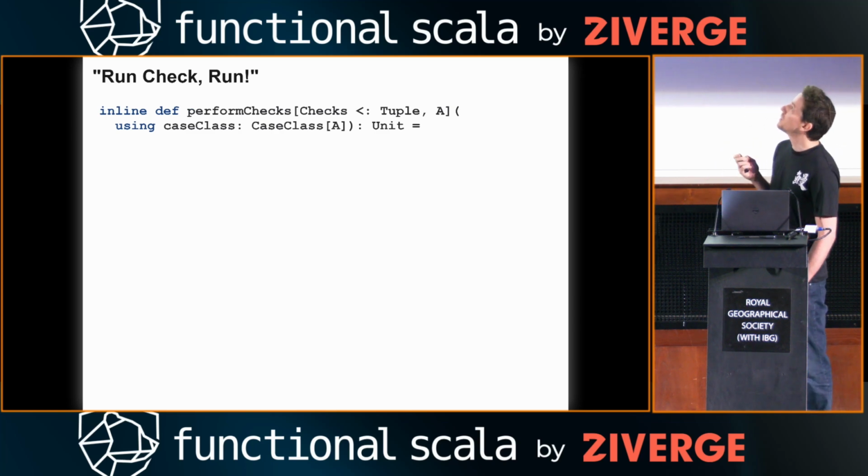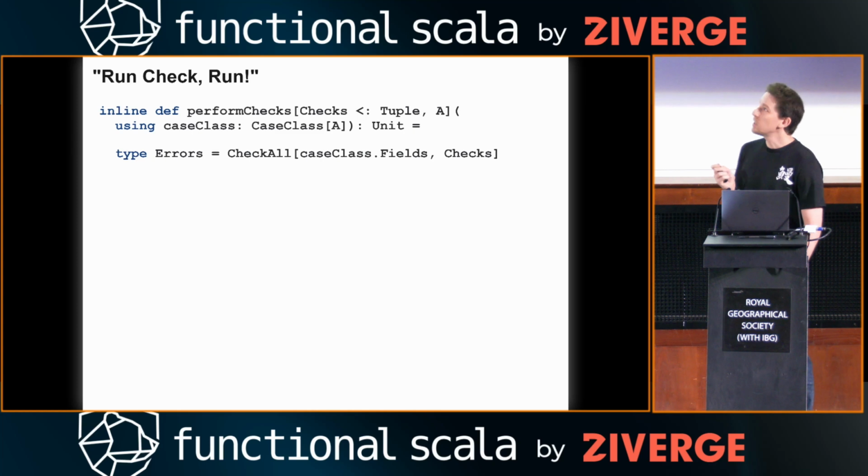So here's the final function that will do that. It takes a tuple of checks and the type, and the case class instance for that type. It then applies all the checks to the fields of the case class. Notice that we're now tying the type level computations back to the value level. We're now doing a value level thing with the type level check that we just defined. So now we have a type of errors. And if this type errors is empty, doesn't have any errors, then we're done. The compilation can proceed. But if not, we want to show the errors to the user.